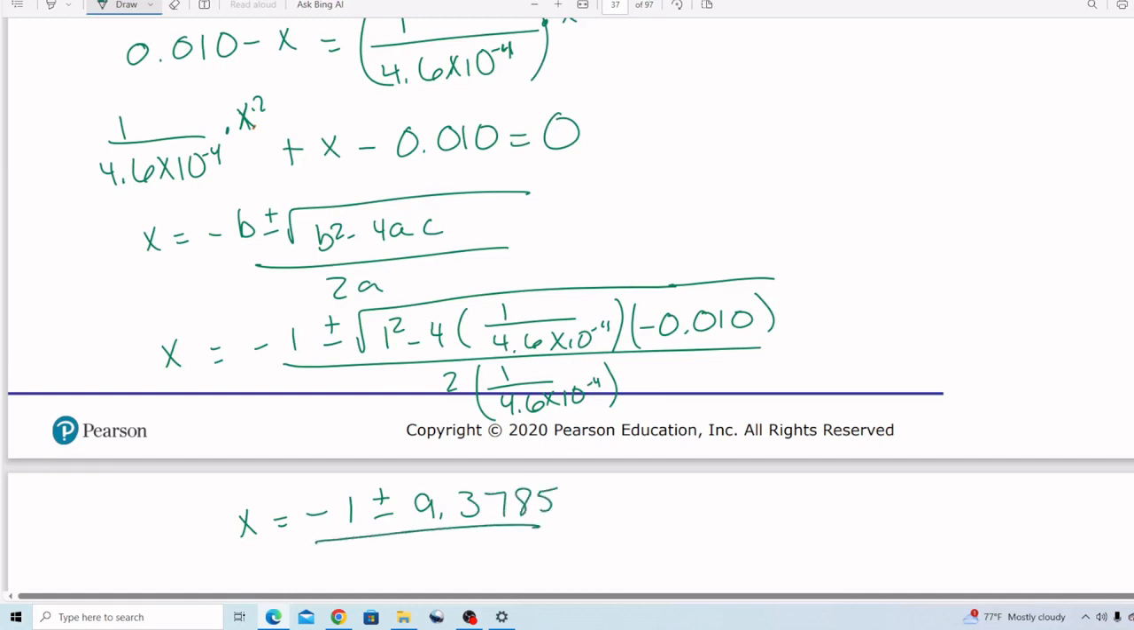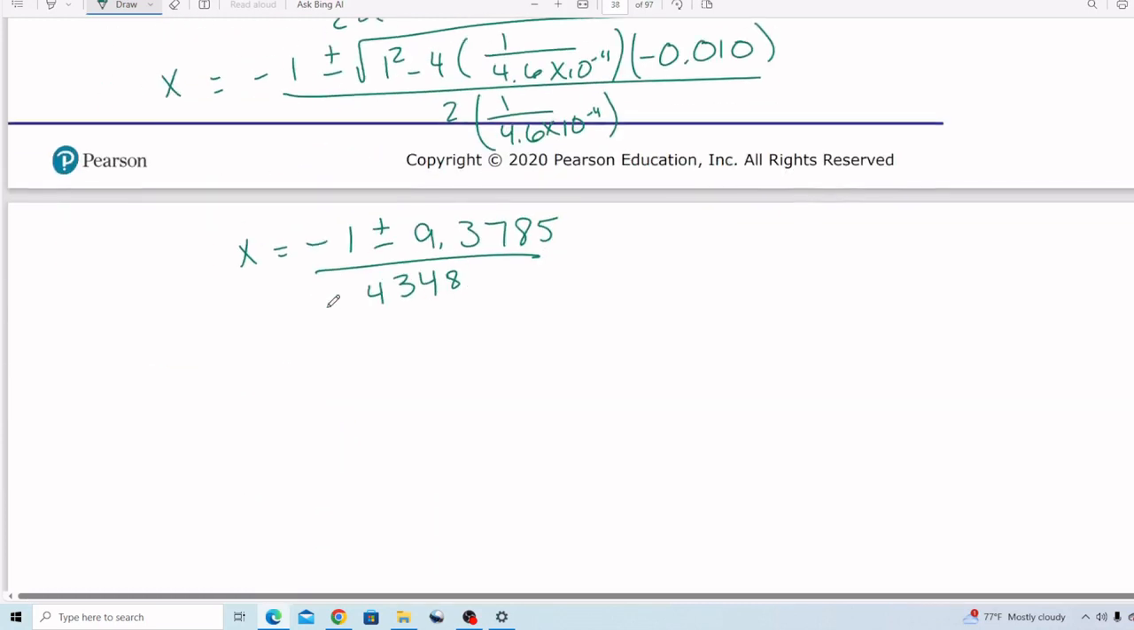When I solve for X, that gives me X is equal to minus 1 plus or minus 9.3785 divided by 4348, which gives me X is equal to 0.001927 or negative 0.002387. We can discard the negative value because we can't have negative concentrations.